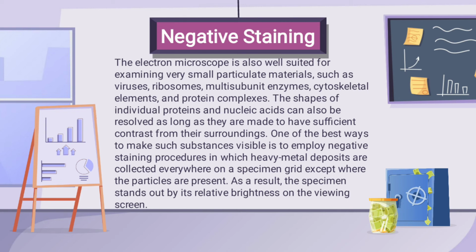One of the best ways to make such substances visible is to employ negative staining procedures in which heavy metal deposits are collected everywhere on a specimen grid except where the particles are present. As a result, the specimen stands out by its relative brightness on the viewing screen.